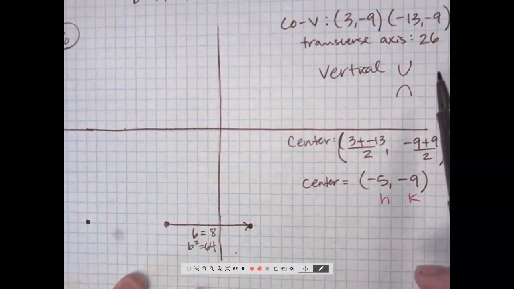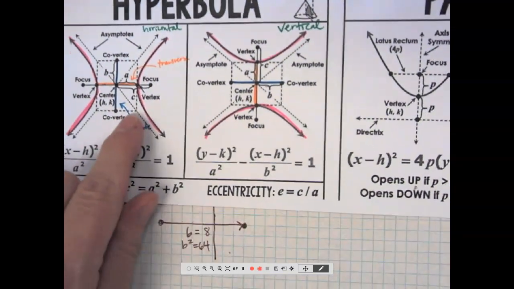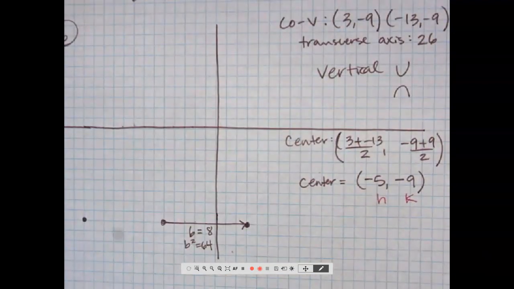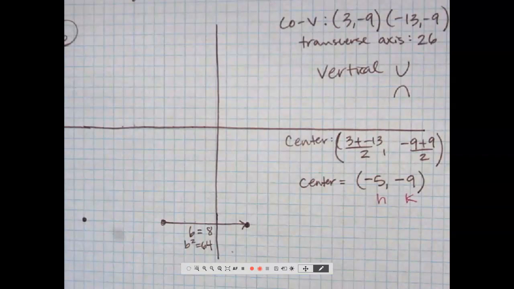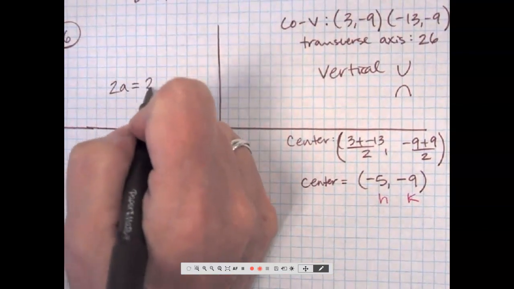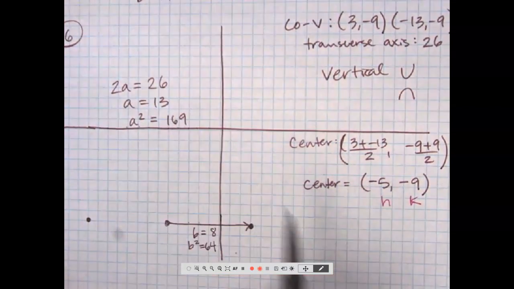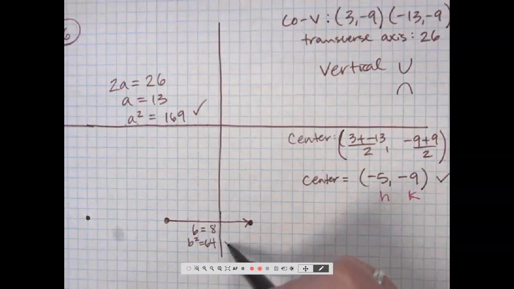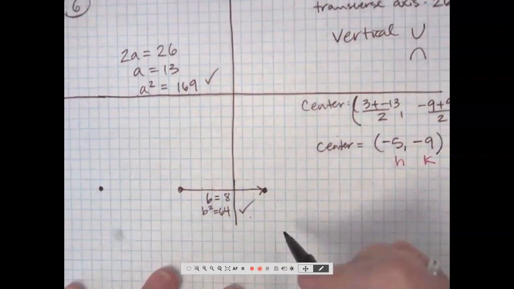So then I go back and I see that the transverse axis length is 26. The transverse runs between the two foci. Looking back on the front page of our notes, transverse axis length is 2a. So I've been given that so that we can figure out a. So 2a is 26, a is 13, and a squared is 169. So I have the center, I have a squared, I have b squared. Let's put all of that together into a formula for a vertical hyperbola.